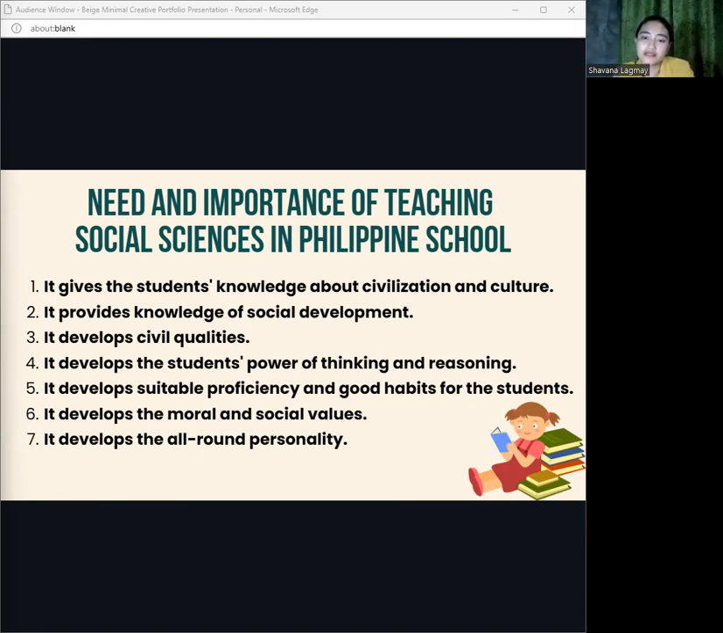Okay, so let's proceed to number three. Number three, it develops civil qualities. So social science teaches students about the very basics of how their government works, just like what I've mentioned a while ago. So they learn about the executive, judicial, and legislative branches of our government and why these three branches must work together to pass and enforce laws. So students also learn about the duties of each individual branch and how all three make up a carefully constructed checks and balances system.